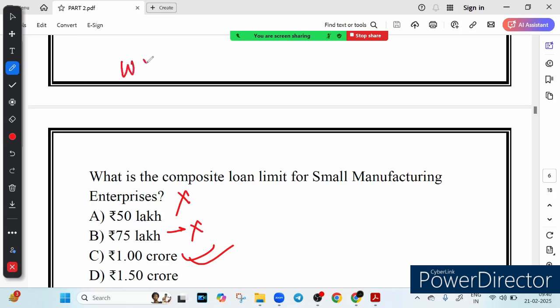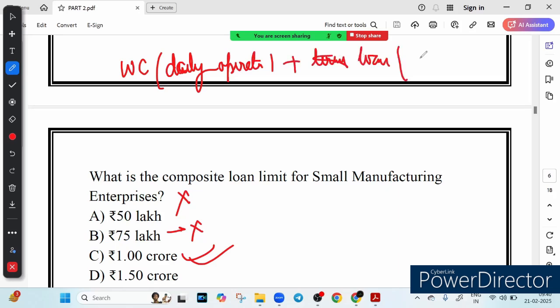देखिए, composite loan के अंदर वर्किंग कैपिटल भी आएगा। मीन्स जैसे वर्किंग कैपिटल आप जानते हो ना, डेली ऑपरेशन के लिए, it includes working capital for daily operation, and it also includes term loan, right? It also includes term loan. Term loan is given for what? For buying equipment, for buying machinery. This term loan is provided.